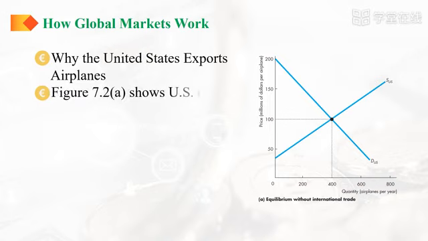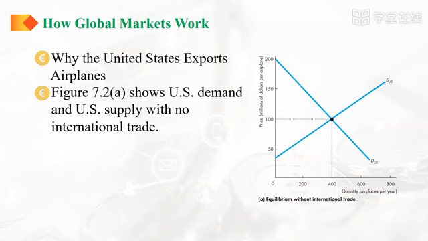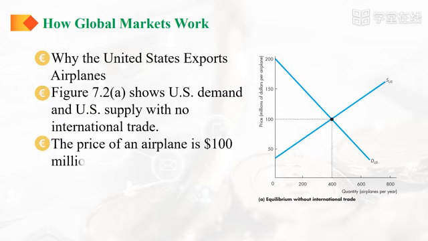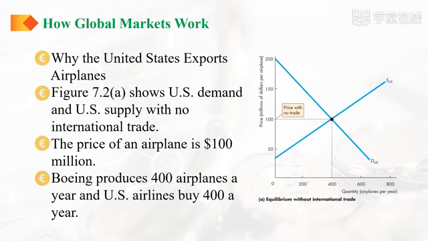Figure 7.2a shows what the US airplane market would be like with no international trade. The price of an airplane would be $100 million, and 400 airplanes a year would be produced by US aircraft makers and bought by US airlines.